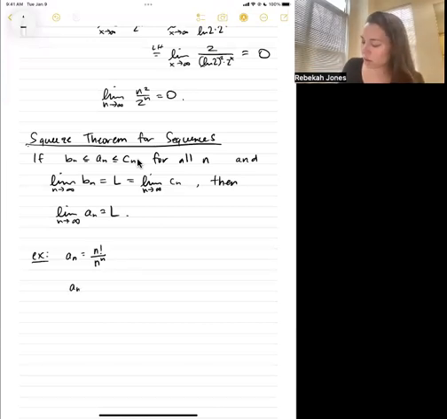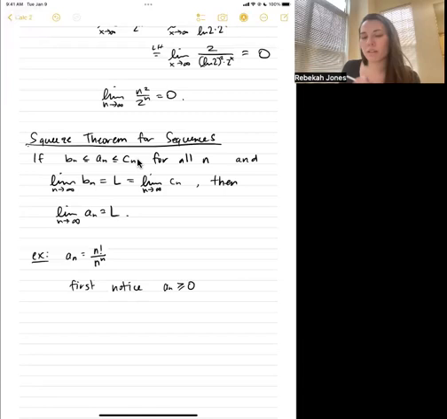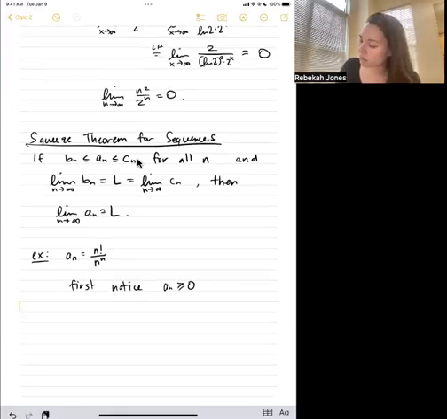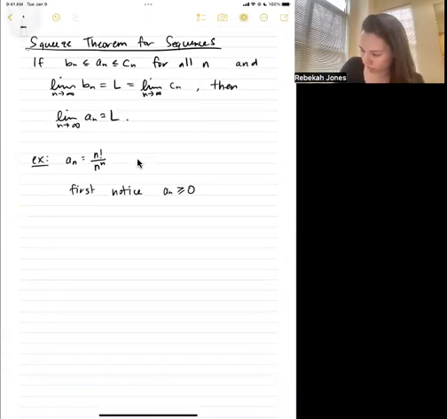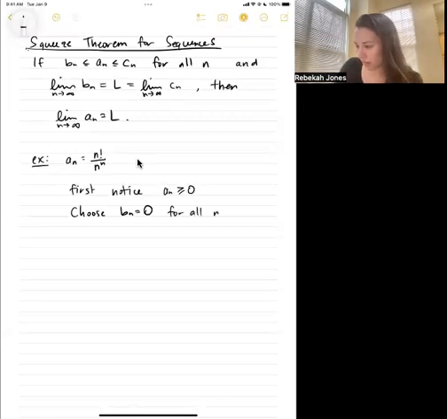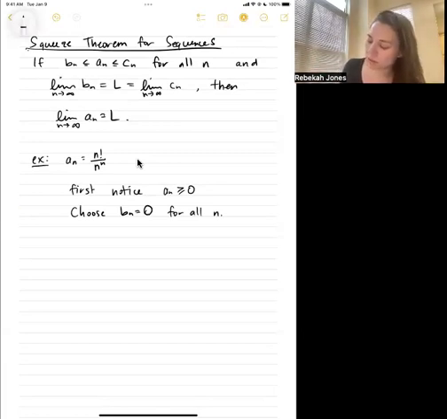So first of all, let's just notice that this is always going to be greater than or equal to 0. In fact, it's always greater than 0, because the numerator and denominator are always positive. So what I'm going to do is choose one of my sequences to be 0 for all n. And then that definitely has a limit of 0. So that's going to be one of my choices of sequence.